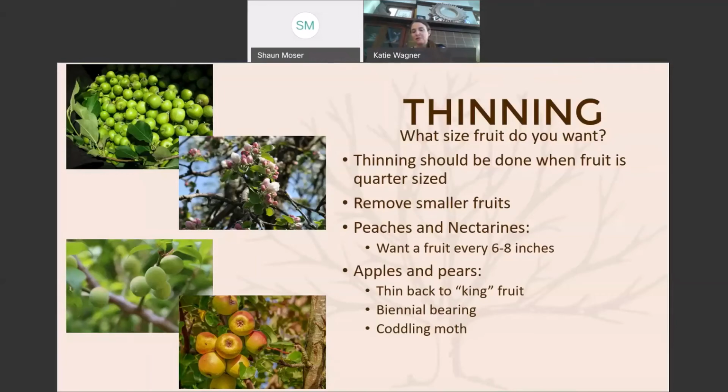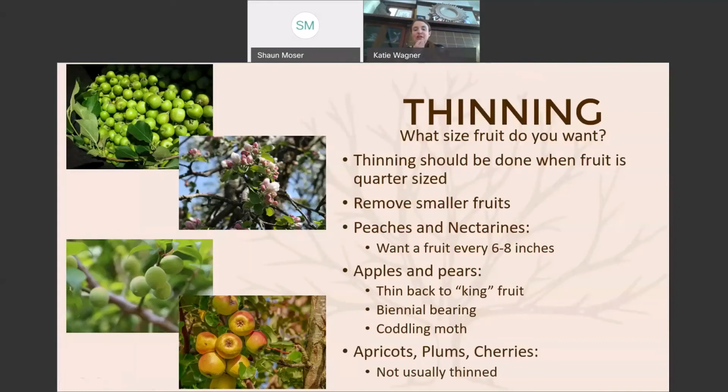Once it gets to be about the size of a quarter, it will start to produce seeds. And if you allow it to produce seeds, then the tree is potentially going to start entering into this biennial or alternate year bearing cycle. So we want to thin apples and pears, leaving 1 fruit for every 3 spurs or so.